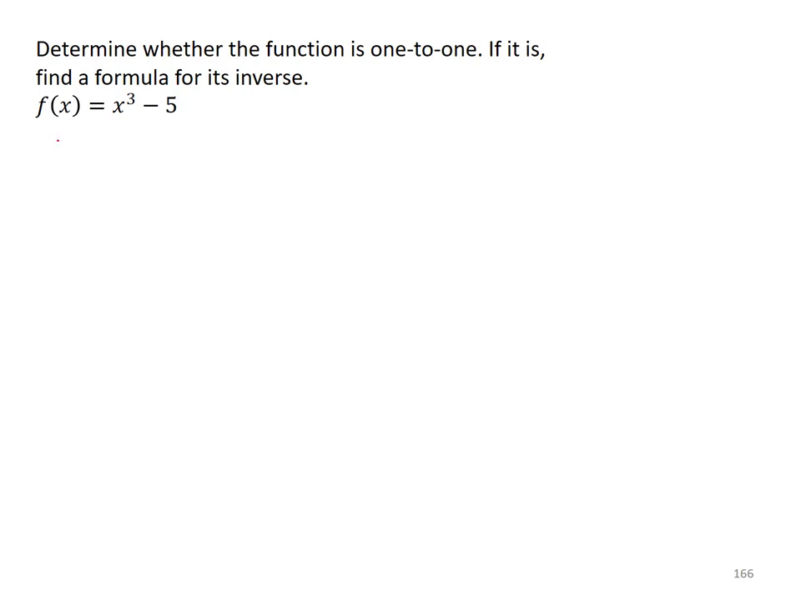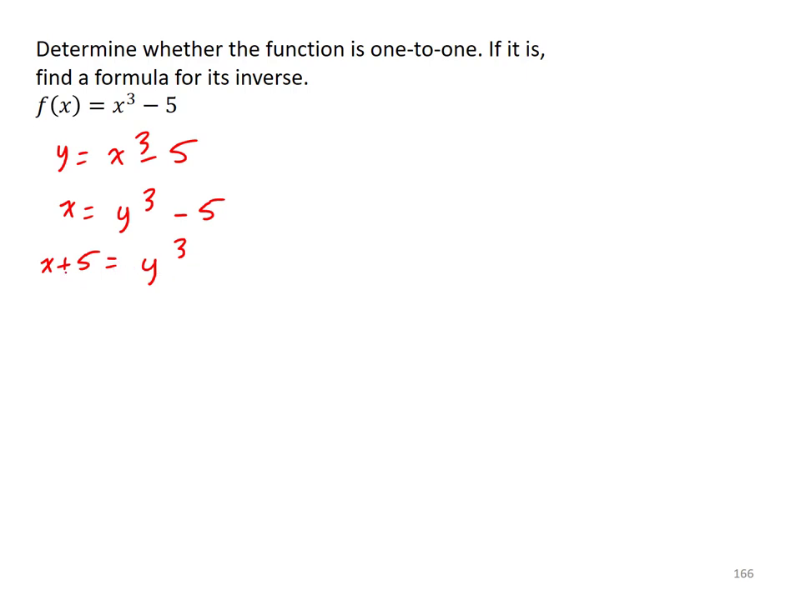So first, I'll rewrite f of x equals x cubed minus 5 as y equals x cubed minus 5. Then I will replace x with y and y with x, so that I have x equals y cubed minus 5. And we want to solve for y, so I will add 5 to both sides. I have x plus 5 equals y cubed. Now, why it's important that it's 1-to-1 is what's going to happen here.